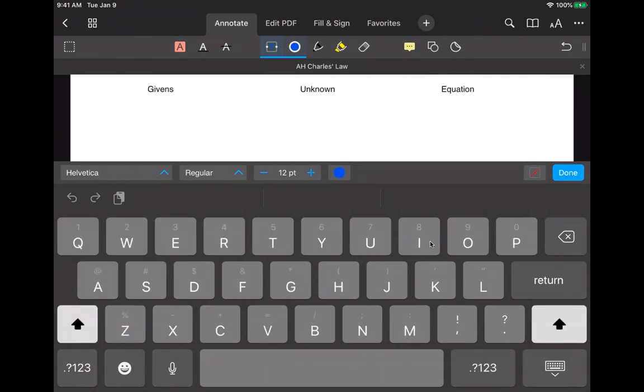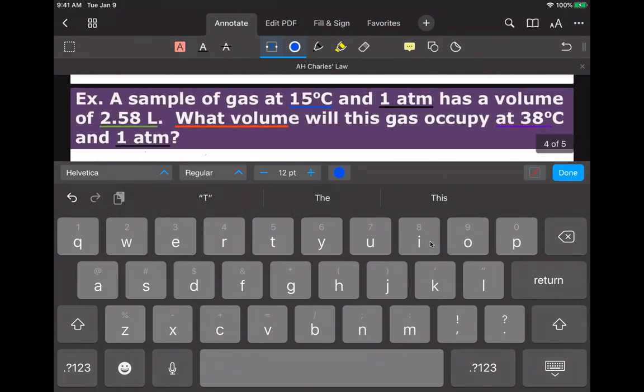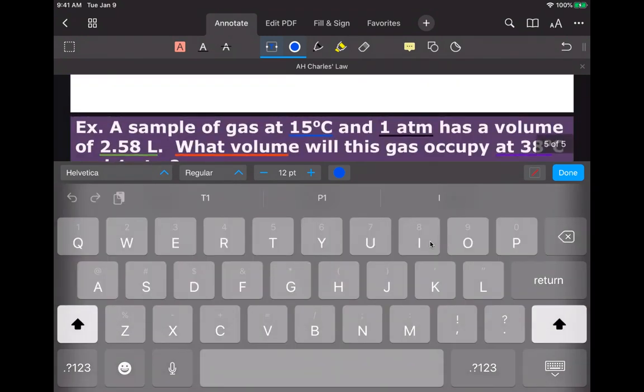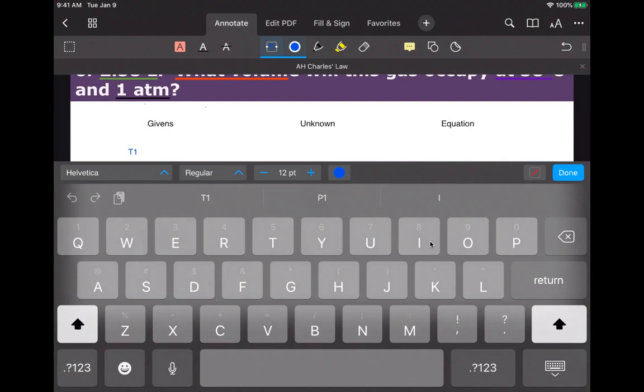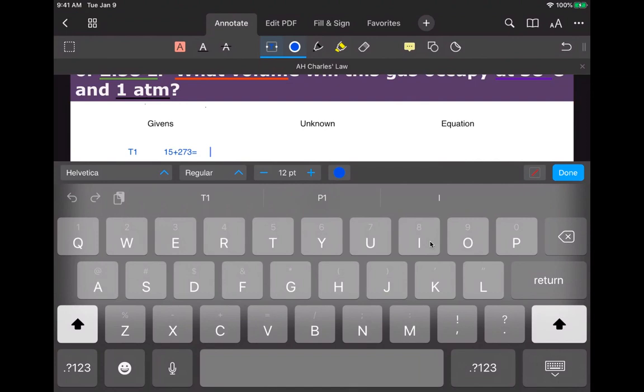As we read the problem, the temperature goes from 15 to 38. So our T1 here ends up being 15 degrees Celsius. But remember, we don't want to be in Celsius. We want to be in Kelvin. So you need to add 273. And from there, we get our value of 288 Kelvin.